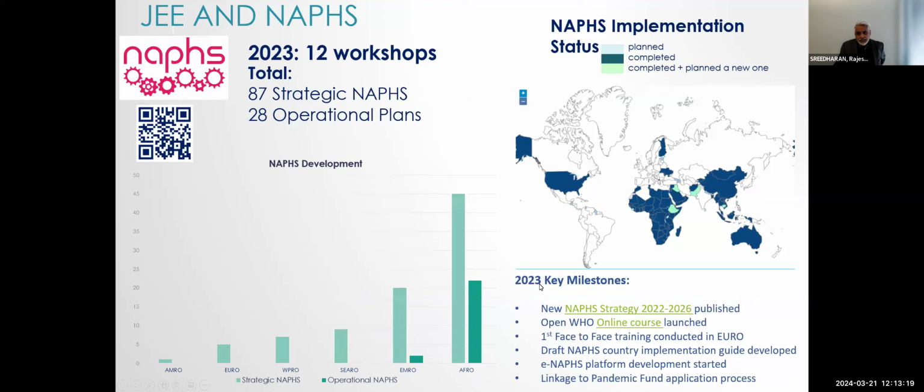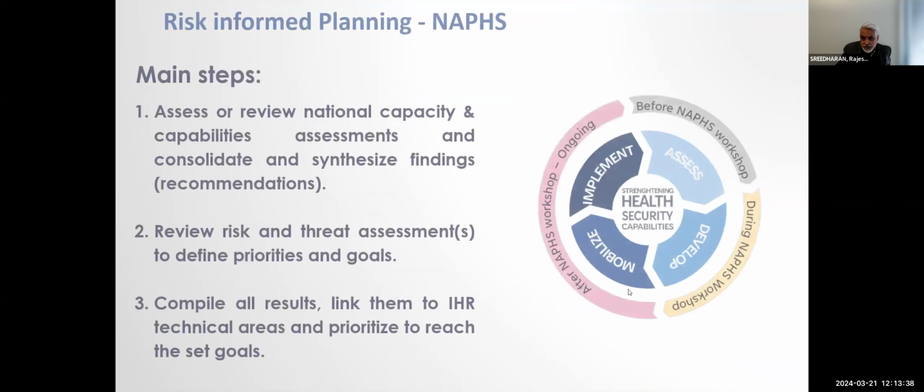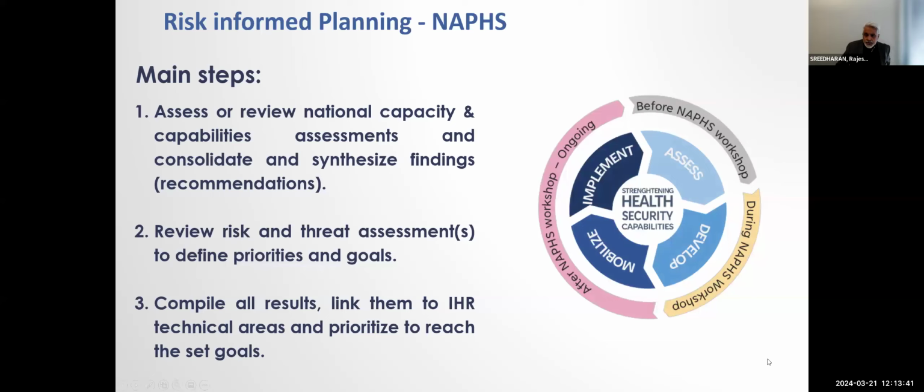So to a large extent, what we do is we use the national action planning to then use the data that we get not only from the SPAR and the JEE, but also from other technical teams to develop national action plans. These are risk-informed plans that we develop when requested by the country. And I'll go into a bit more detail with that over here. So we have 3 key steps for the national action planning.